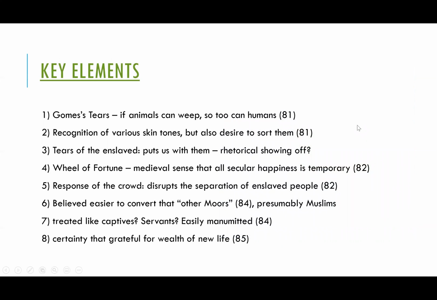Pay attention to these 8 things as you're working your way through. First, the tears of Gomes Azurara himself. He says, if animals can weep, so too can humans. He's not really animalizing anyone here. He's just saying this is a basic minimum quality for any living thing, that they feel sadness when other things feel sad, right? There's a kind of community of emotion among all living things. I think that's what he's saying.